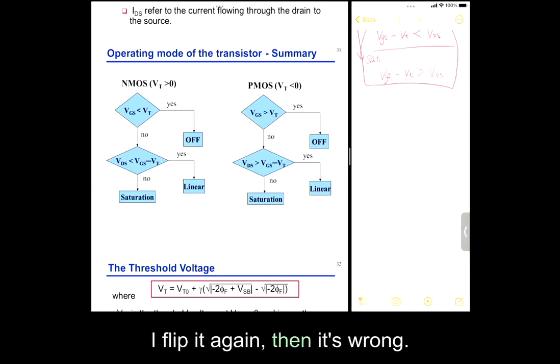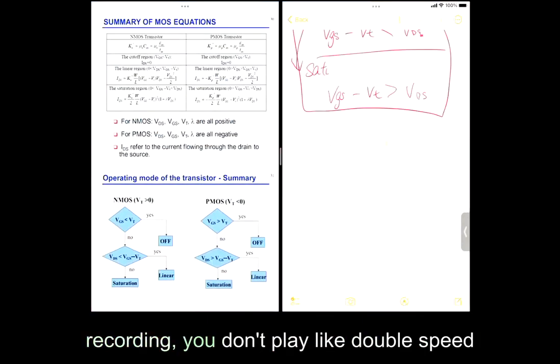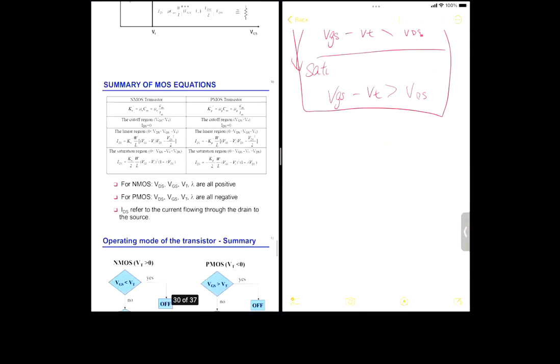I flip it again, then it's wrong. All right? All clear? Am I speaking too fast? Okay, good. I try to speak so that when you guys watch the video recording, you don't play it at double speed or 3 times speed.